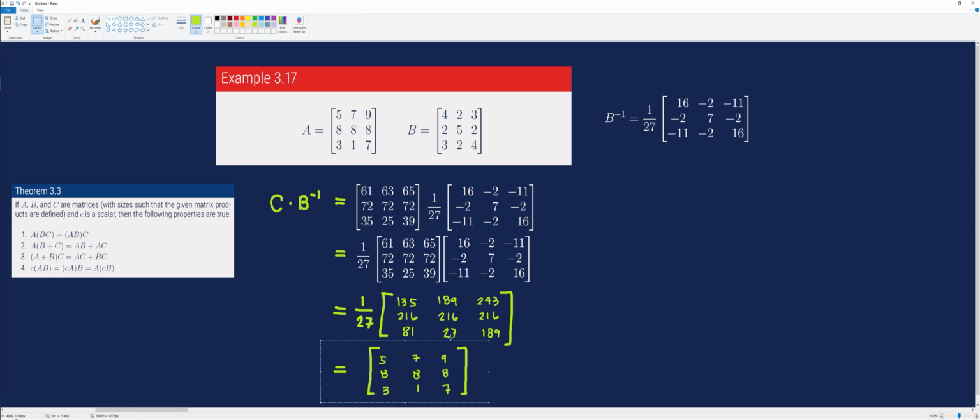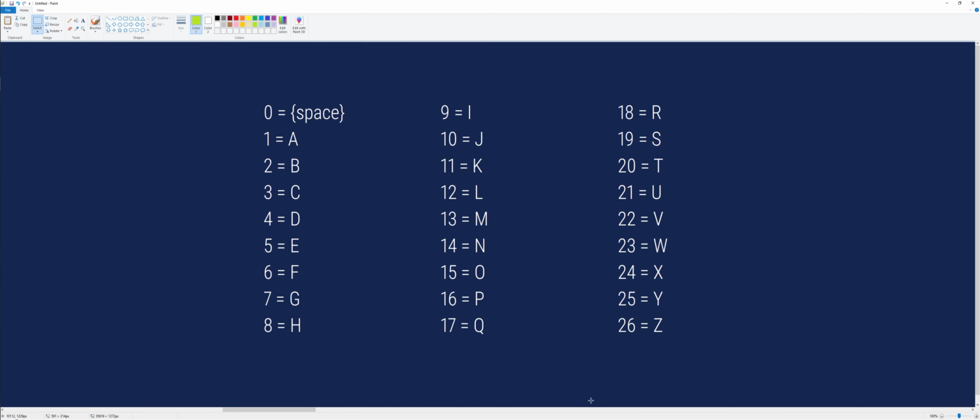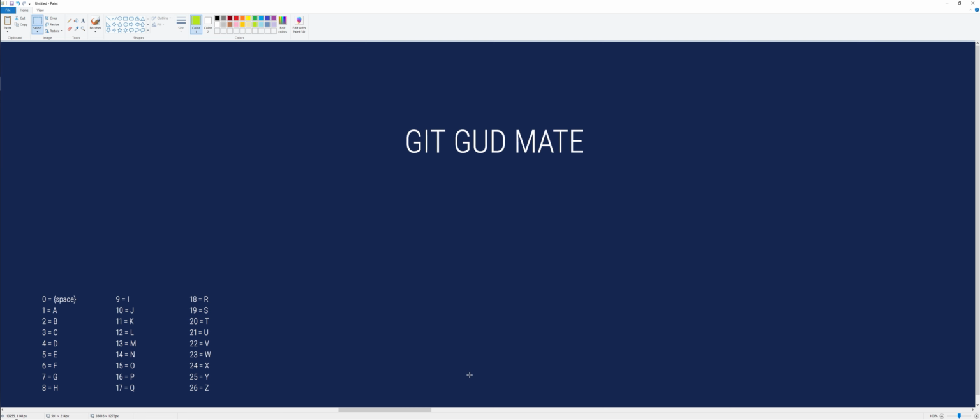So what is the implication of this? We can use this to create secret messages only linear algebra students can decode. To illustrate this case, let's have this assignment of numbers to letters. Suppose further that you want to send a secret message to someone, say, "Get good mate." With this, the statement can be rewritten as this set of numbers.